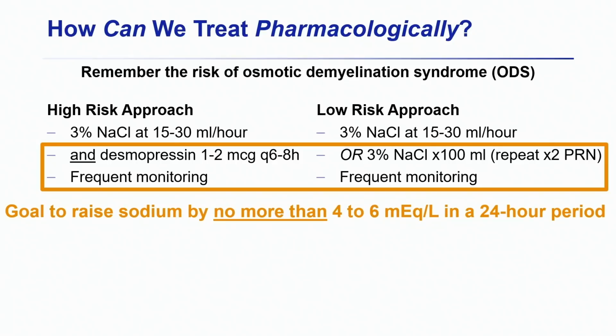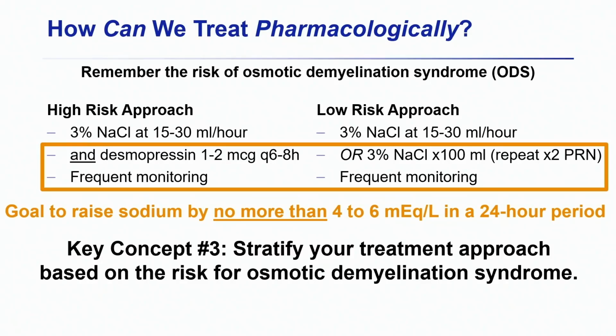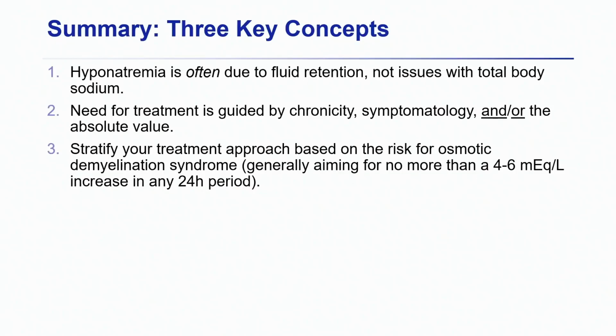There's actually a pretty robust body of literature challenging this, saying that we may actually be able to correct the serum sodium a little bit faster, maybe even up to 10 milliequivalents in a 24-hour period. It may even be better for patients. Again, the book answer today, like on the boards, on the witness stand, is 4 to 6, but just know that if the serum sodium does correct a little bit faster, it's not necessarily dangerous for the patient and may actually be better for them. And so the third key concept I want you all to remember is that we're going to stratify our treatment approach to the patient based on the risk for osmotic demyelination syndrome.